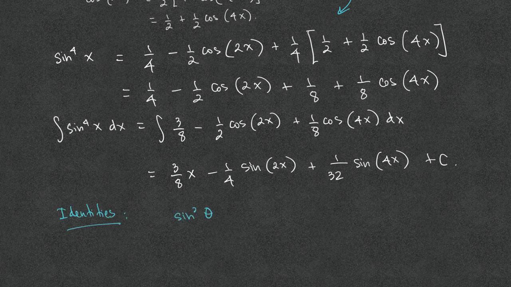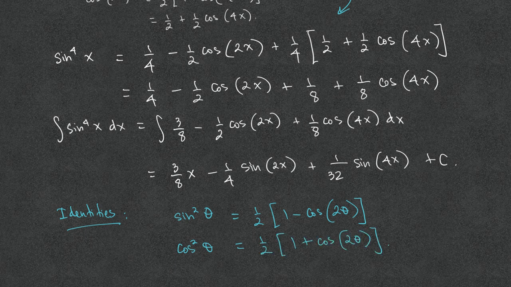In this problem, we use the two identities. Sine squared of theta is 1/2 times the quantity 1 minus cosine of 2 theta. And cosine squared of theta is 1/2 times the quantity 1 plus cosine of 2 theta. This is also known as the double angle formula.